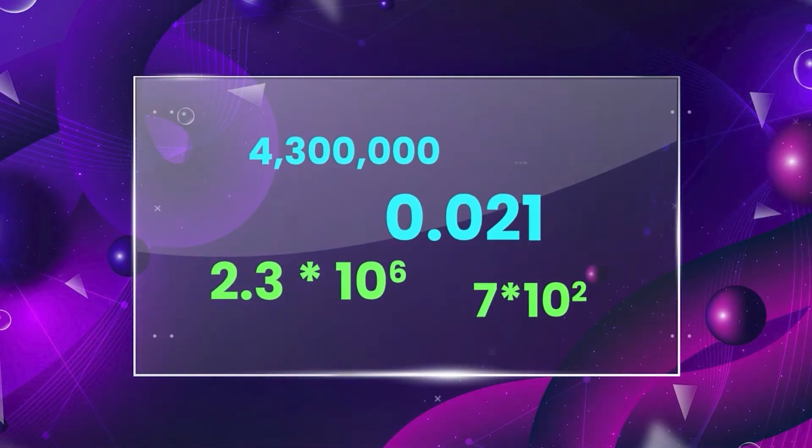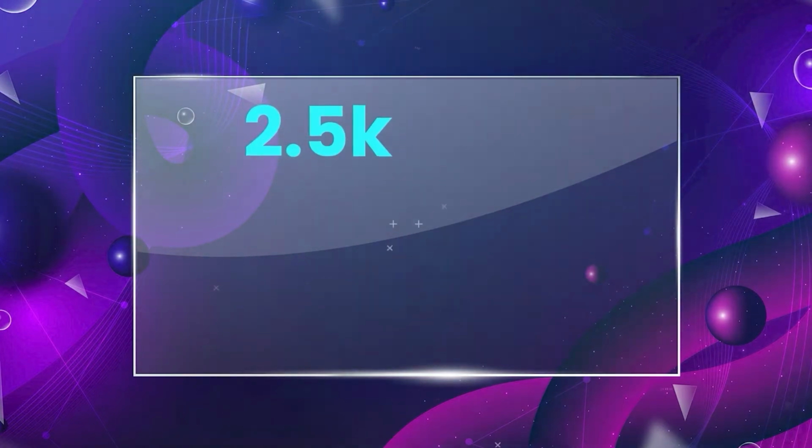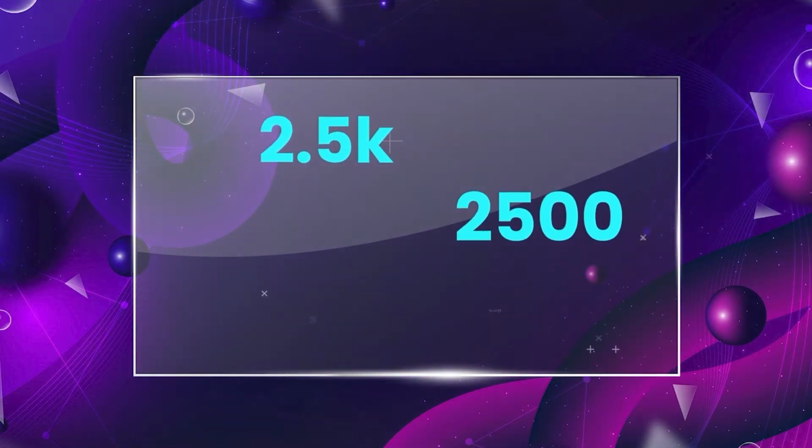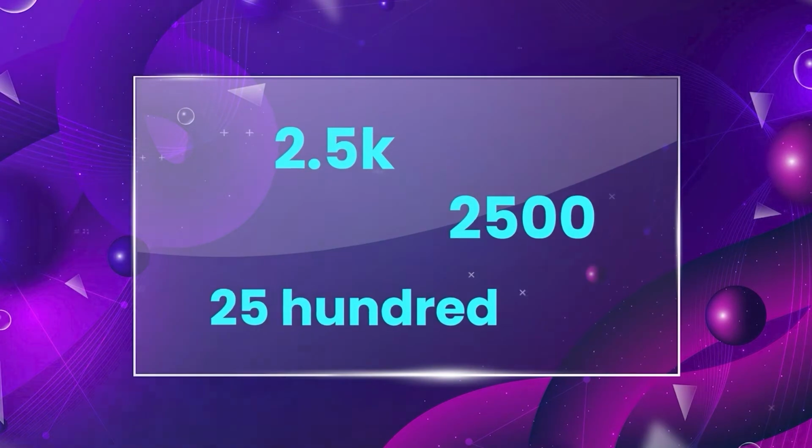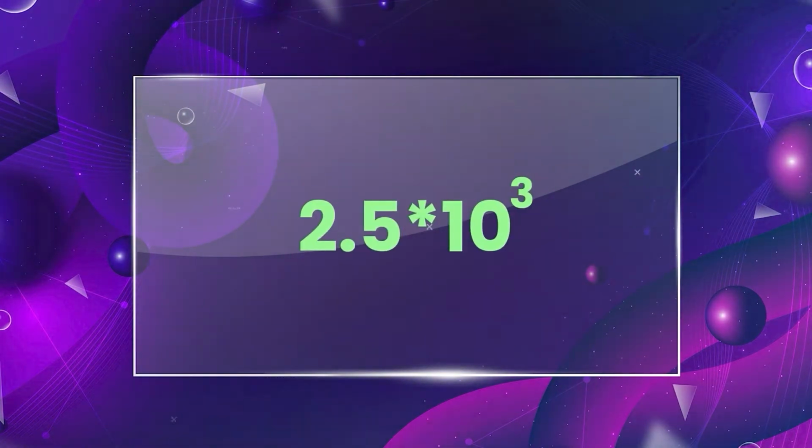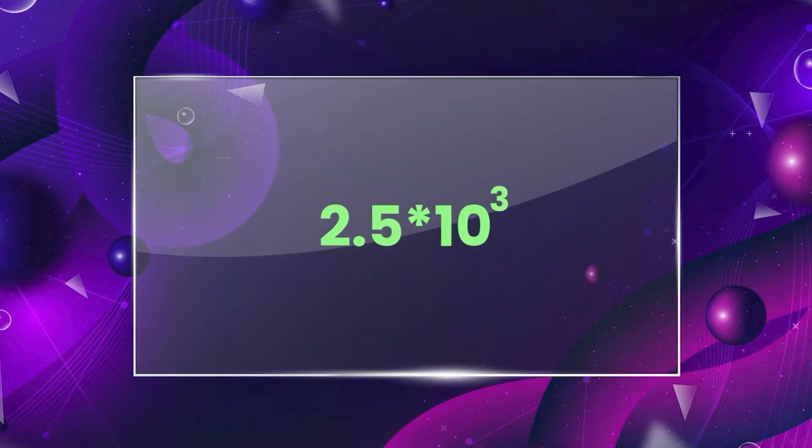Scientific notation is a way to represent numbers, large or small, in a concise and standard manner. For example, instead of saying 2,500, I might express the same value as 2.5 times 10 to the power of 3.